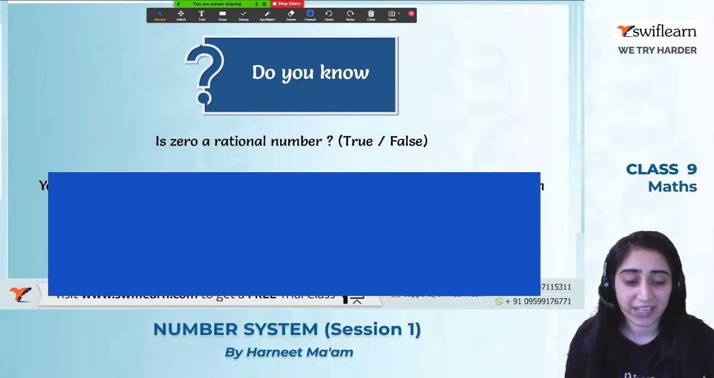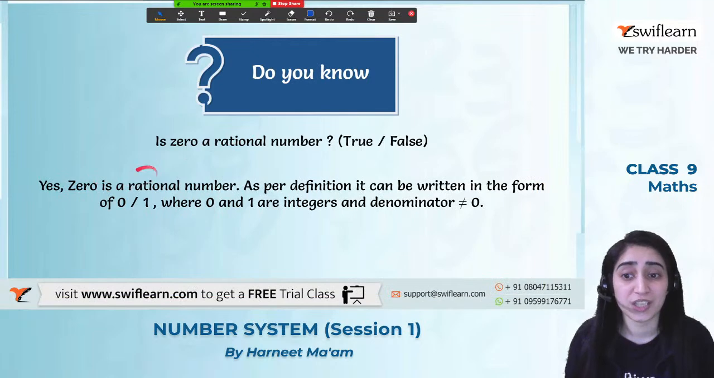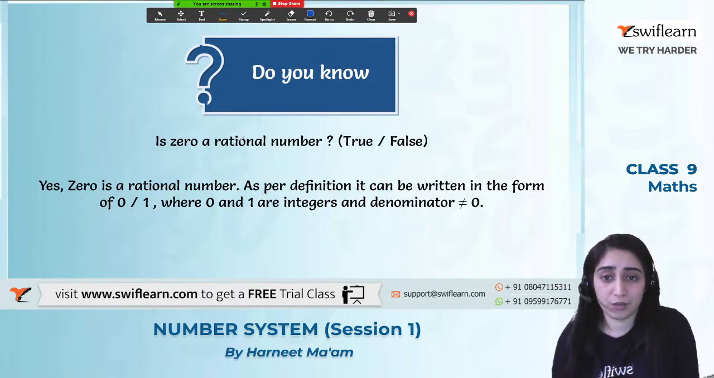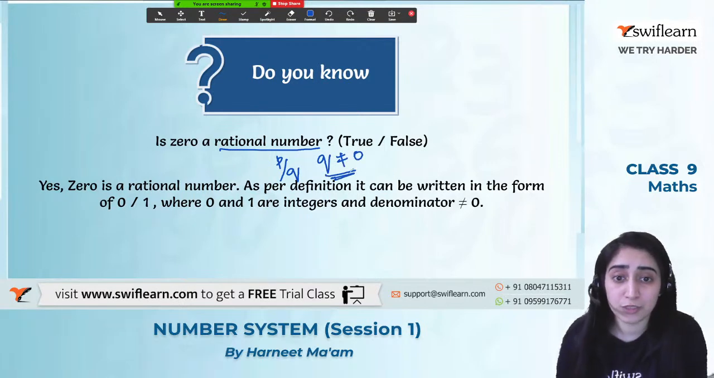You will agree, right? It's true. Let's see. Why are you agreeing with me? Because 0 is a rational number. As per the definition, we can say 0 by 1. A rational number is written in the form of P by Q. This is what the definition says. It should be in the form of P by Q, and Q should not be equal to 0. So the denominator should not be equal to 0, whereas the numerator on the top can be 0.